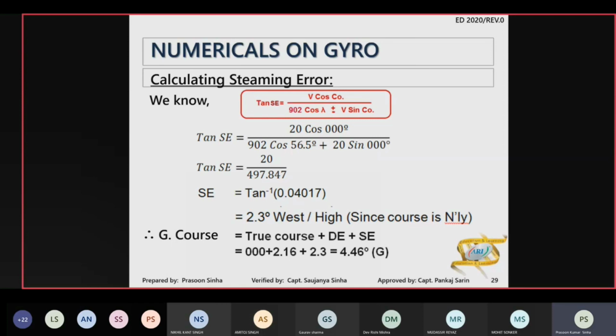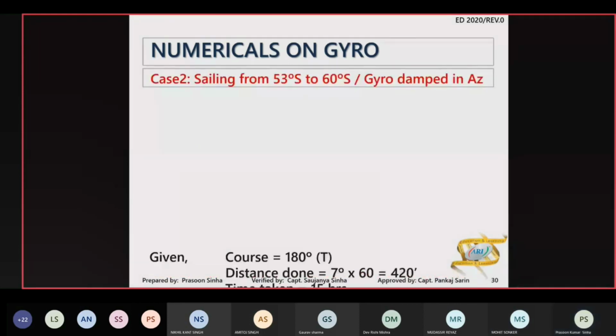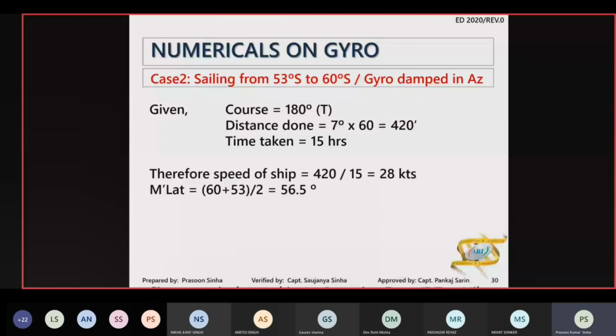Now for the next course, for the 180 course, calculate the speed again. Because, sir, time taken is different. This time distance is still same, but time taken is 15 hours only, so speed is high, 28 knots. mlat is same. And one line we will write that since gyro is damped in azimuth, damping error is 0. Then calculate like this, apply it.